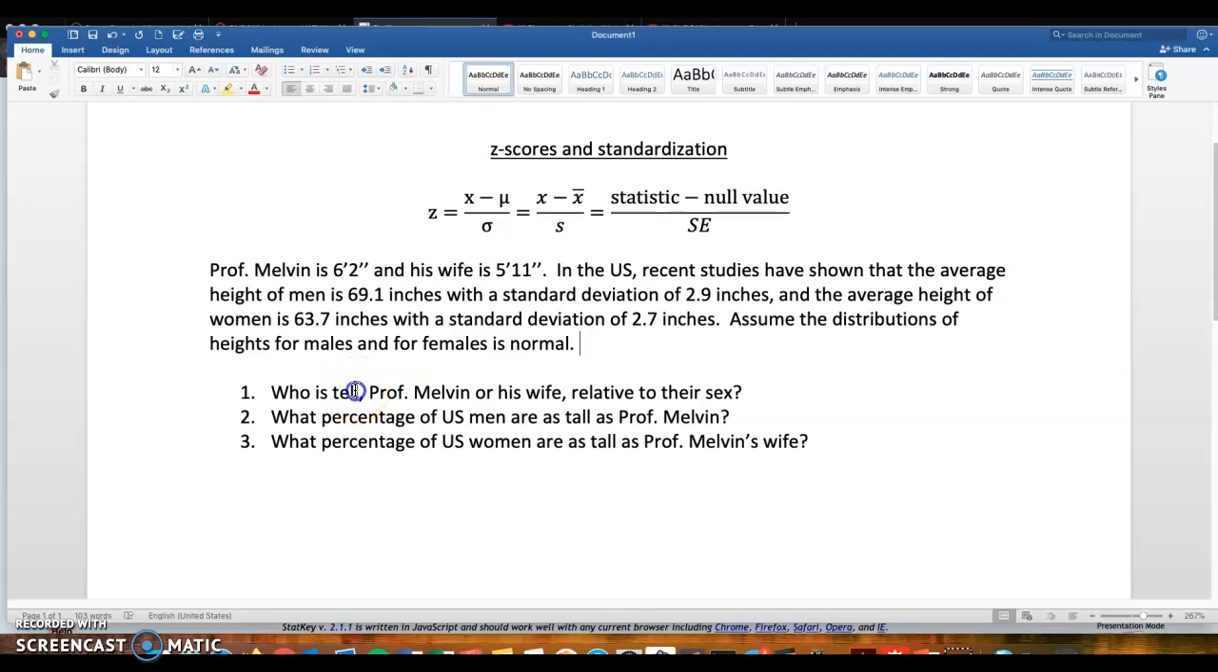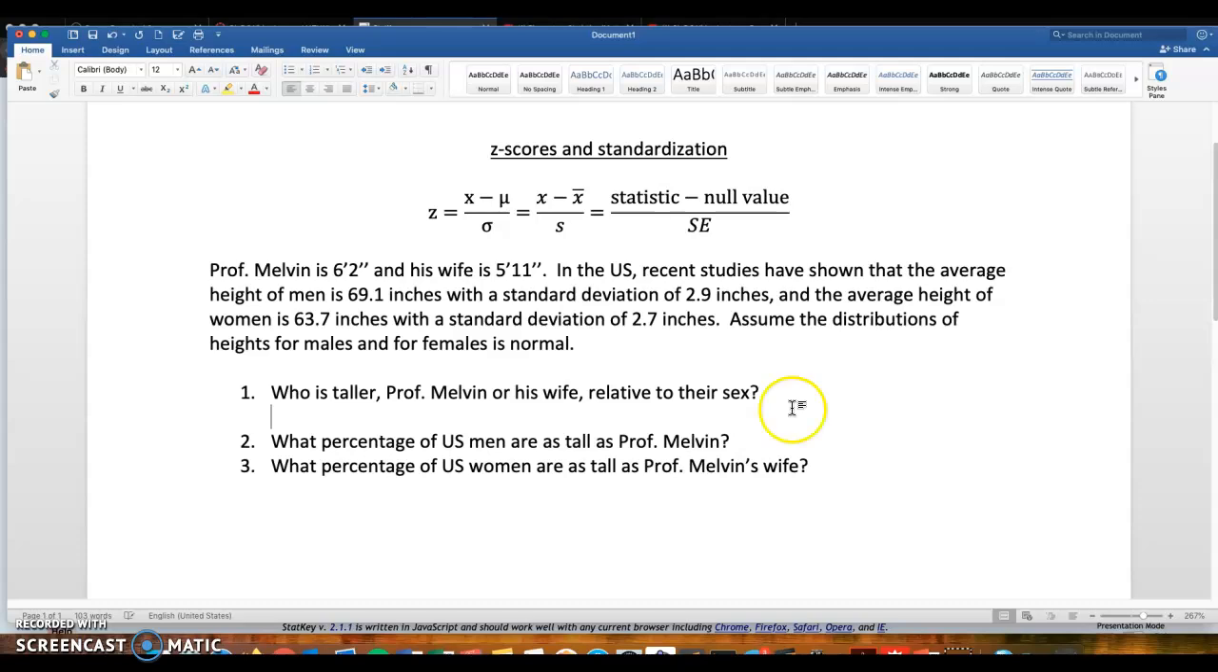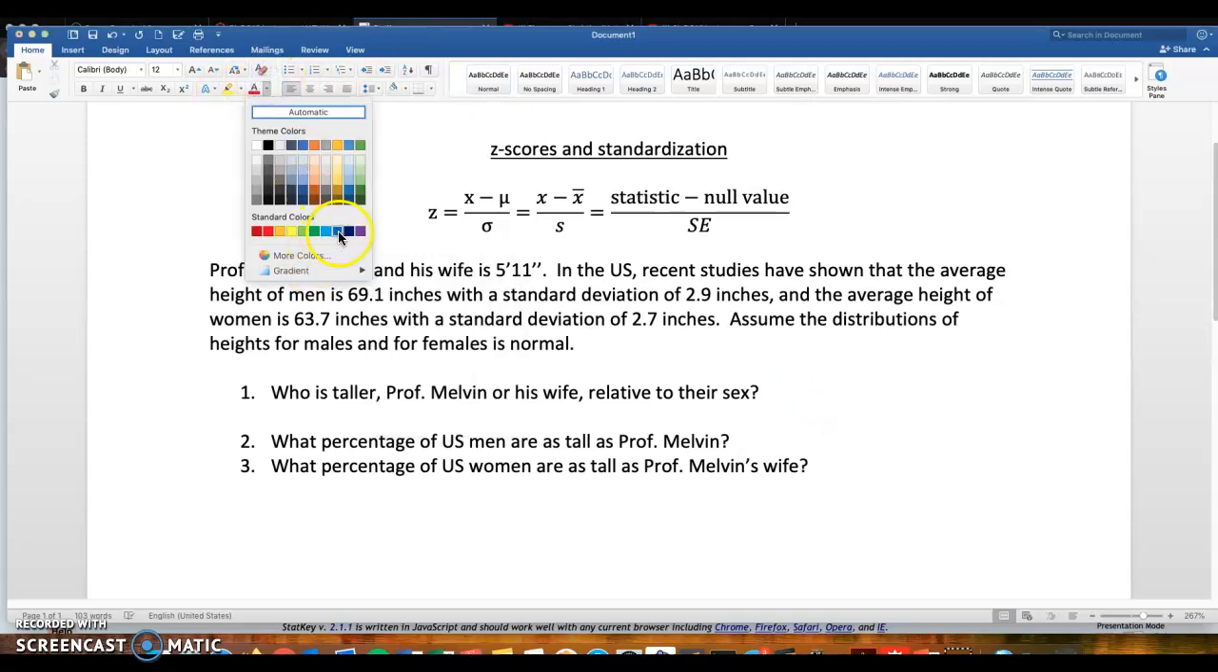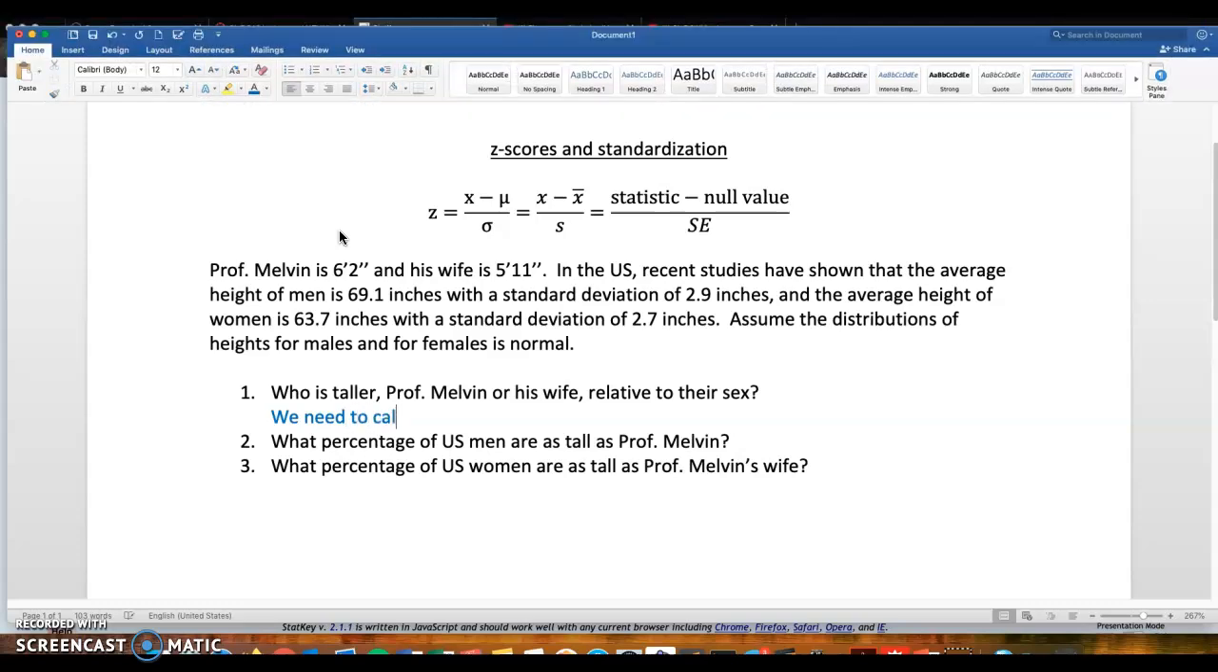All right, so let's see, fix my typo. Who is taller, me or my wife, relative to our sex, male versus female? Obviously, purely by the data, I am about 3 inches taller than my wife, but she's pretty tall, 5'11". So we want to bring in the idea of what's the average height versus the spread, the variability. We need to calculate both of our z-scores to determine who is taller relatively.